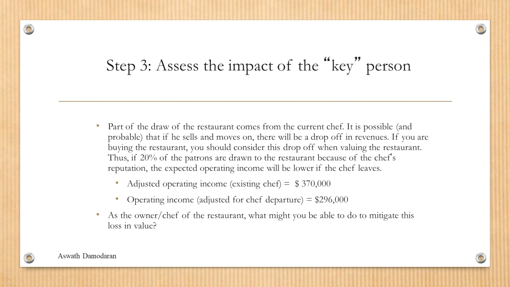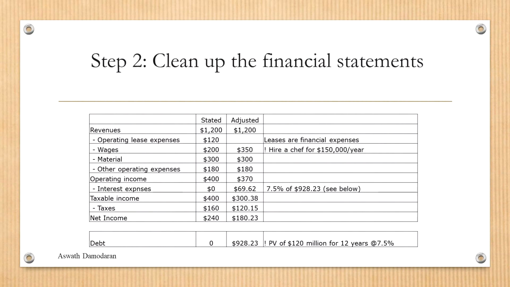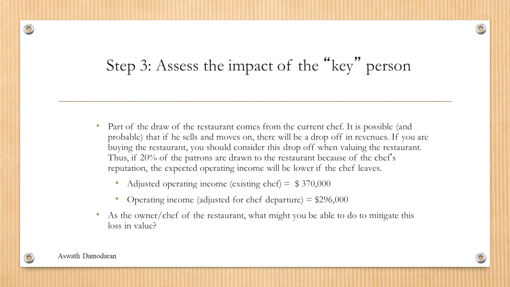Therefore, we need to be conservative in estimating the operating income adjusted for the chef's departure. Let's apply a 20% discount. Then the adjusted operating income will go from 370 to 296. I mean, previously operating income was 370, right? And right now, after the 20% discount, it will go down to $296,000. And once again, this will reduce the net income in years to come.